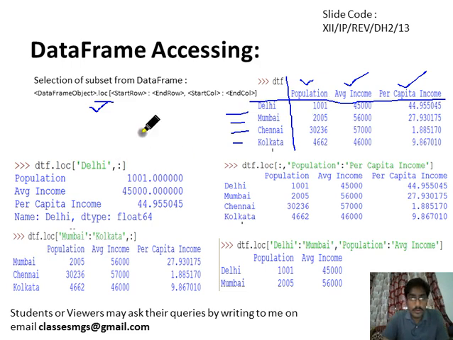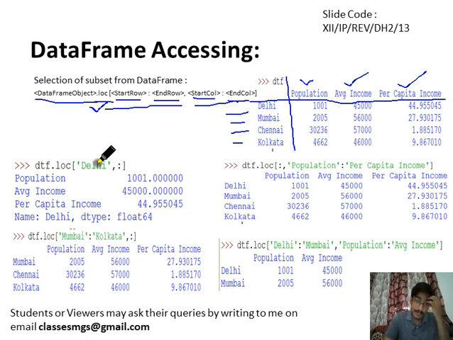What is the syntax of LOC? First I am telling you: df, the data frame object name, dot LOC, then square brackets, then start row and end row. The first portion is for rows and the second portion is for columns. I will clear it up with an example. If a student wants to display the population, average income and per capita income of the city Delhi only, what will we write?